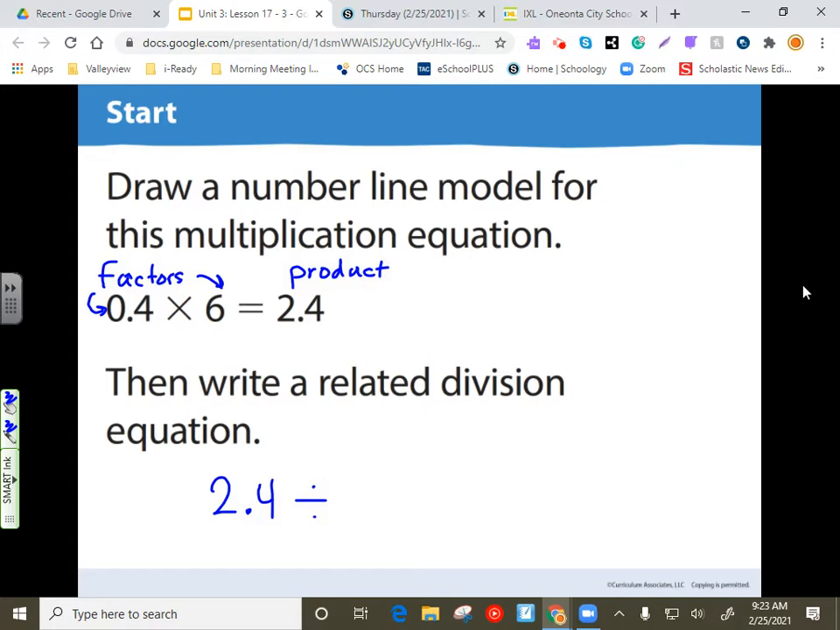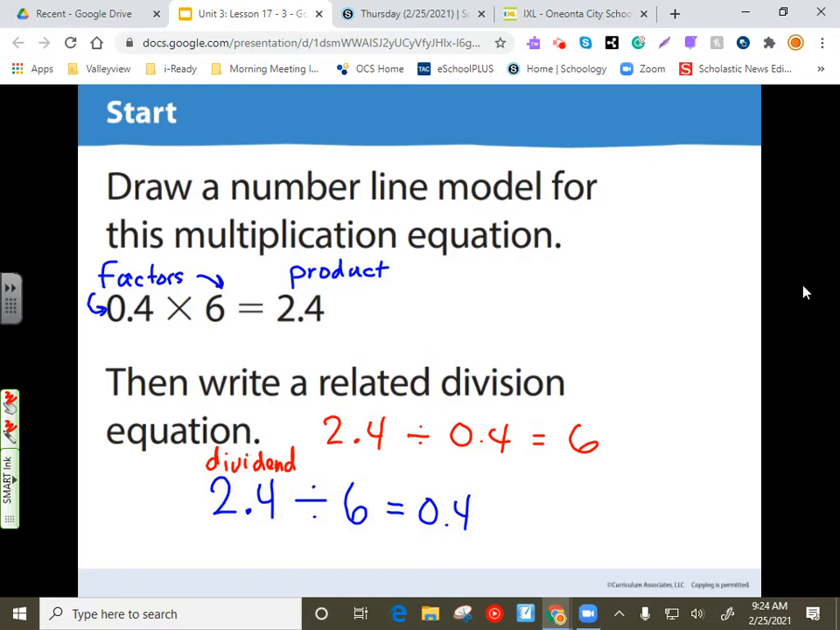So, for example, 2.4 divided by 6 equals 4 tenths. Or you can make your dividend 2.4 divided by 4 tenths, and that will equal 6. So you can flip-flop your factors either way when you're doing that. Your product, though, always defaults to the dividend. So just remember it's like that.